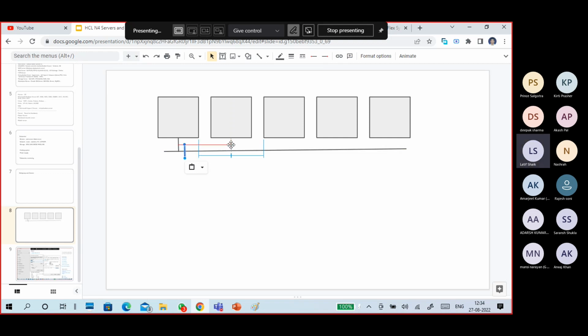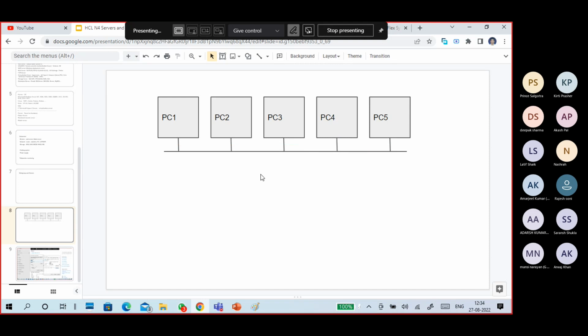So these are the PCs. Each PC has its own name. For example, this PC name is PC1, this one is PC2, PC3, PC4, PC5. These are the names of the PCs.